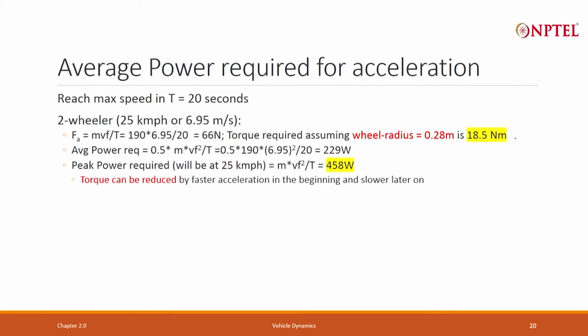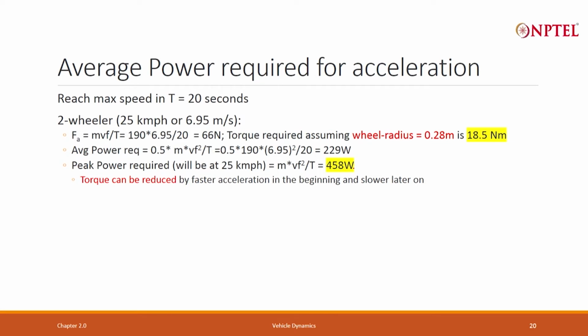So, what is the average power required for acceleration and what is the peak power required for acceleration? If I take a two-wheeler and suppose I want to reach only 25 km/h in 20 seconds, 25 km/h is 6.95 meters per second. I calculate my force required is 66 newtons, my torque requirement is 18.5 Newton meter. This is due to acceleration alone, I have not taken other forces. Average power requirement is 228 watt, peak power requirement is 458 watts.